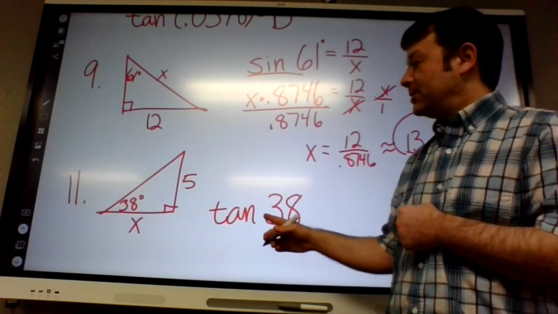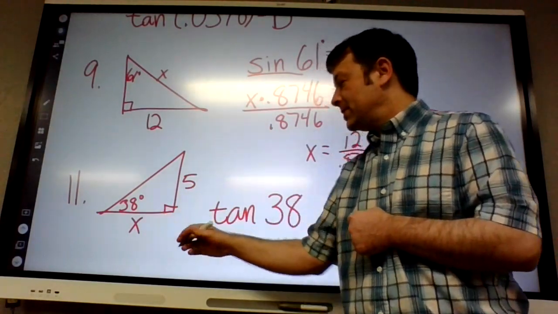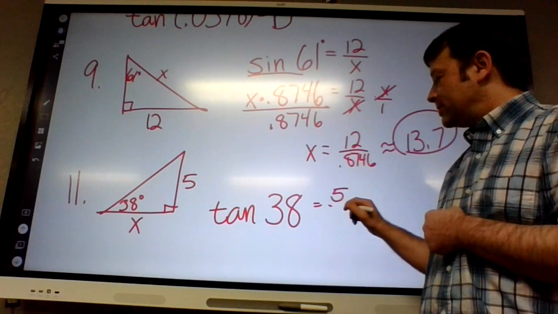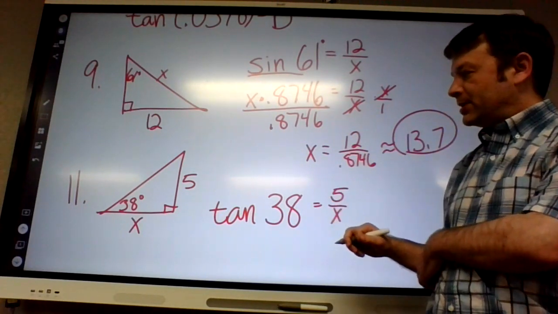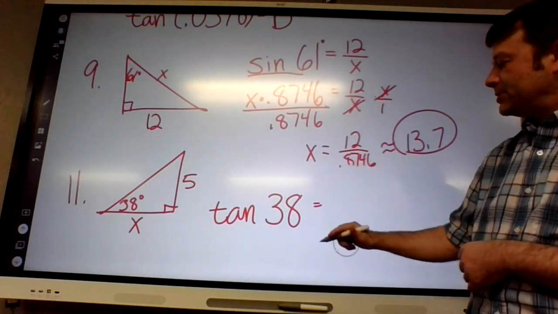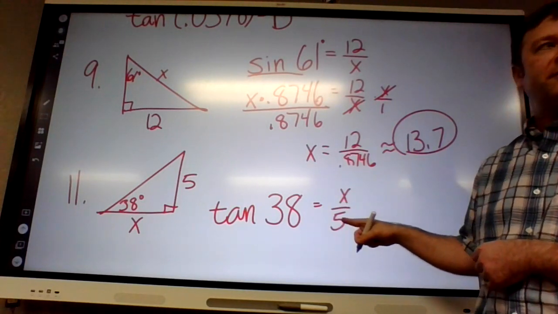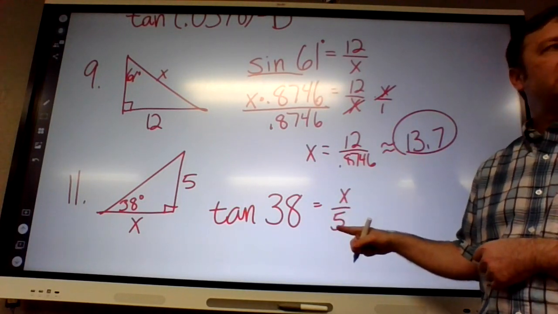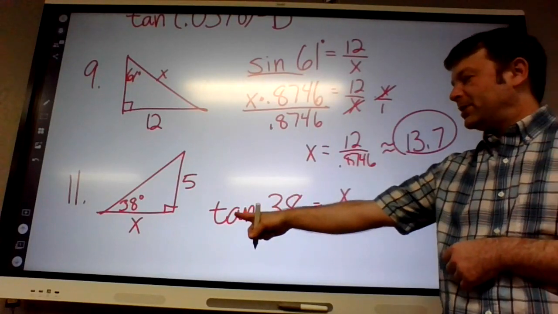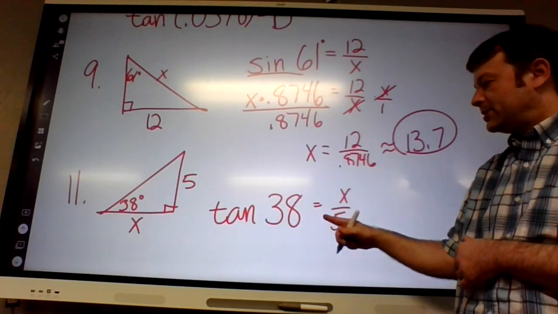Tangent of 38 degrees should equal the opposite over the adjacent. So we got the x on the bottom again. I wish we would have had one with the x on the top. What if the x was on the top? Do you guys know what we would have done to solve for x? Times 5. You can plug it all in your calculator once, like change the 38 times 5.